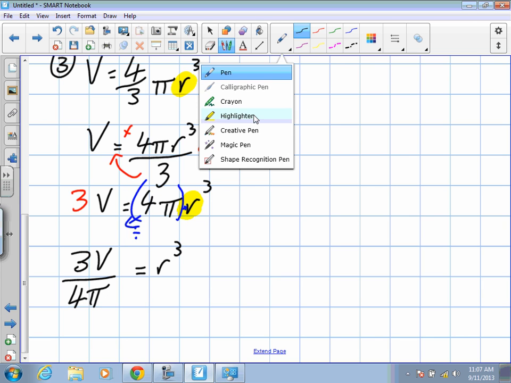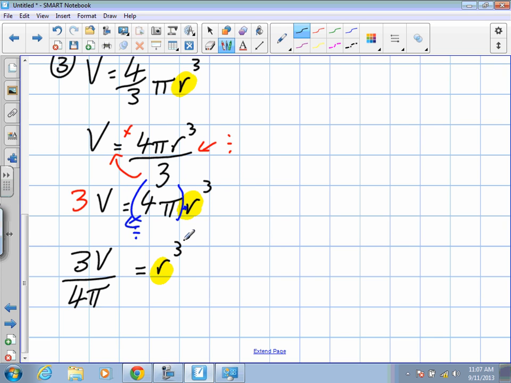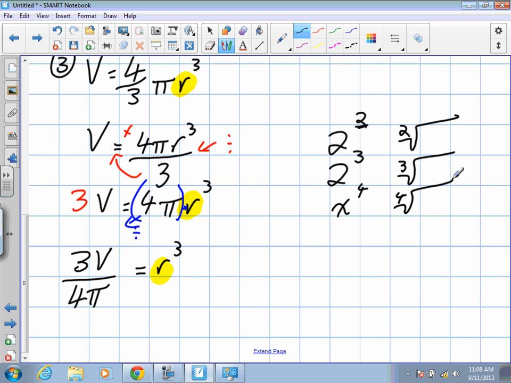Because this is cubed, the opposite of a power is a root. So if I have 2 to the power of 2, the opposite of this is a square root. And in a square root, there's technically the number 2 there. So if we have 2 to the power of 3, the opposite of that would be the third root. X to the 4, fourth root. Y to the 26th, 26th root. And then the x would go underneath.